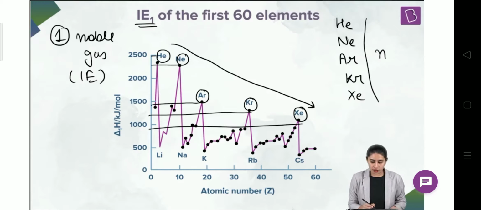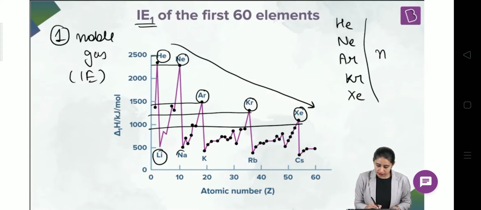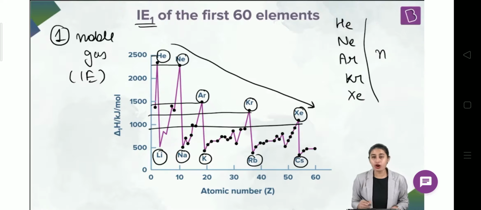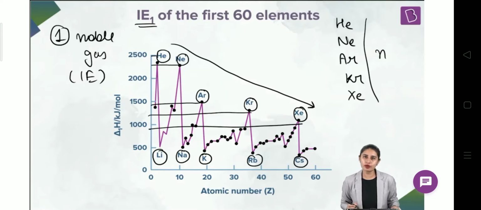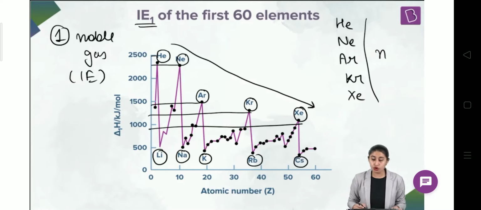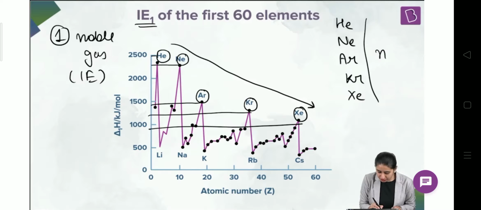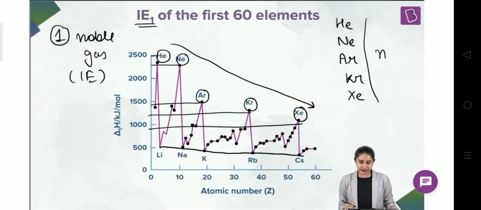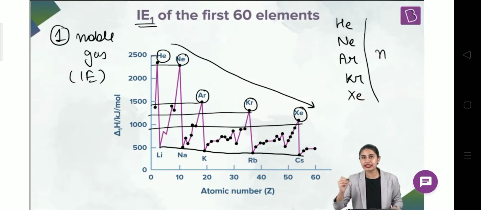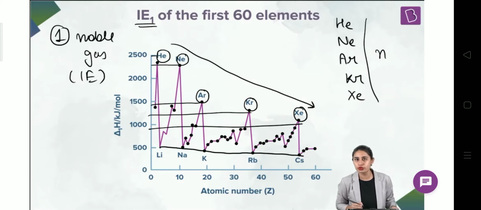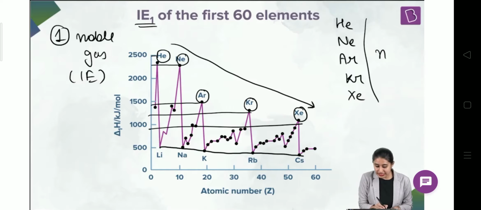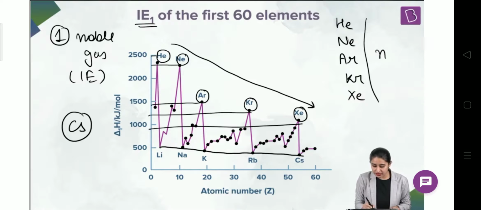Then the second thing that I want you to observe is group 1 of the S block. So group 1, S block elements, you can clearly see that they have low ionization energy. In fact, if I just connect the dots out here, what you can see is it is gradually decreasing as we go down the group. In fact, cesium, you can observe, has the lowest ionization energy.